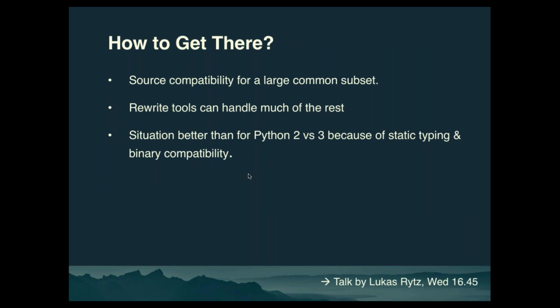So how to get there? We have source compatibility for a large common subset. We have rewrite tools that handle much of the rest. That's why I think that the situation is much better than the often cited case of Python 2 versus 3. Also because we have two other assets: static typing and binary compatibility.